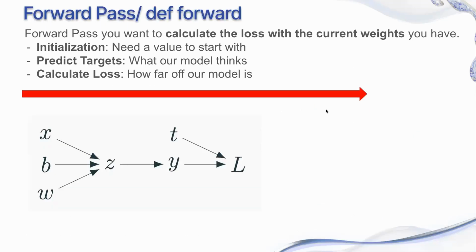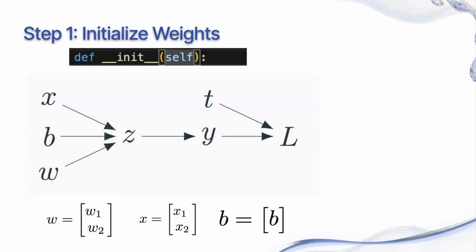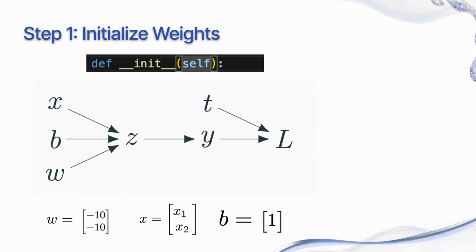So for the forward pass, when you write code, this is what you're going to do when you define the forward function. It's split up into 3 steps: initialization, predicting your targets, and then calculating your loss. For step one, you want to give your weights some value, so that you can determine how good your current weights and your current bias are. So let's give it some values. I picked the worst possible prediction in the beginning: -10, -10, 1.